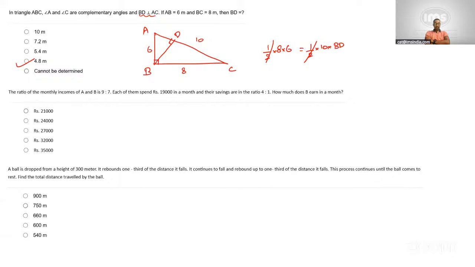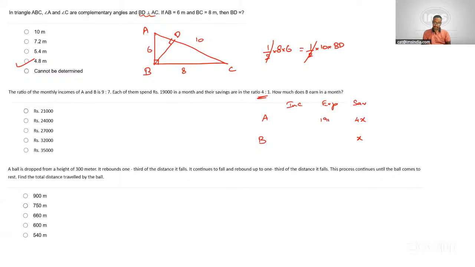The ratio of the monthly incomes of A and B is 9 is to 7. Each of them spends 19,000 in a month and their savings are in the ratio 4 is to 1. How much does B earn in a month? So income they want. Okay, let's see. Income, expenditure, savings. I will not start with 9 is to 7 because it's a bit harder. Savings are in the ratio 4 is to 1. So savings are 4x and x.